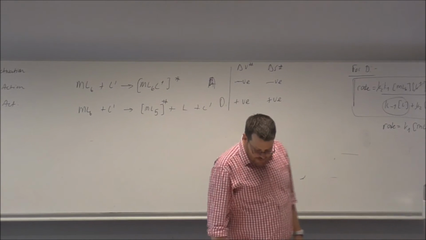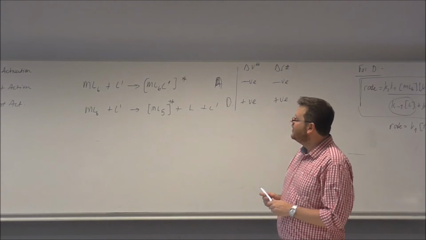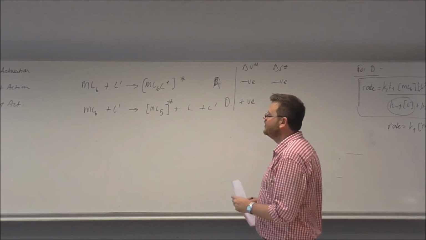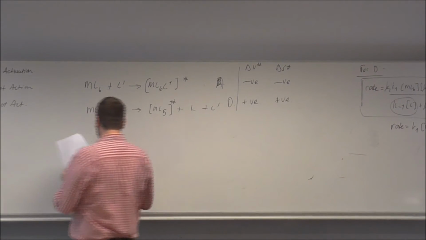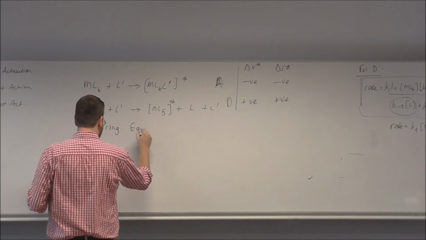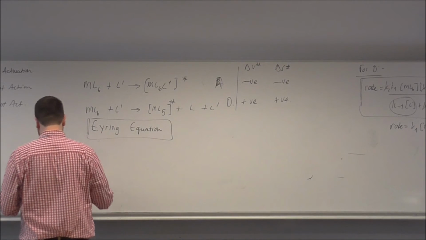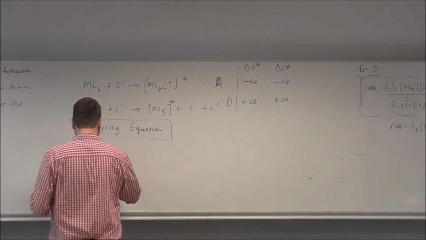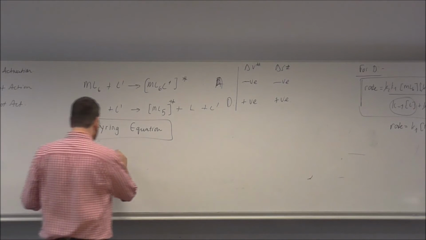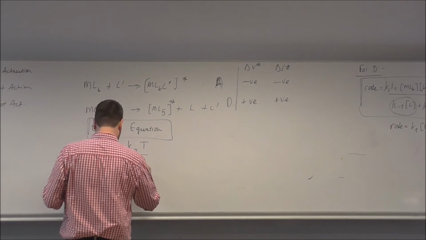Now, you can evaluate experimentally the delta V and the delta S value from something called the Eyring equation. And this equation relates, this is an important equation, the rate constant, k, of a substitution reaction, and it can be written like this.